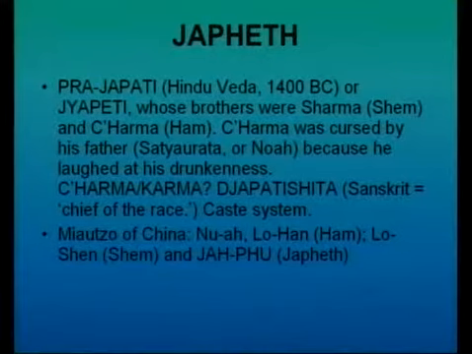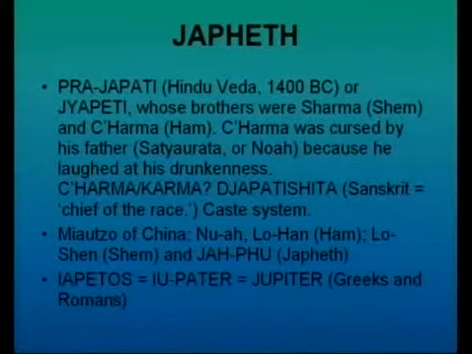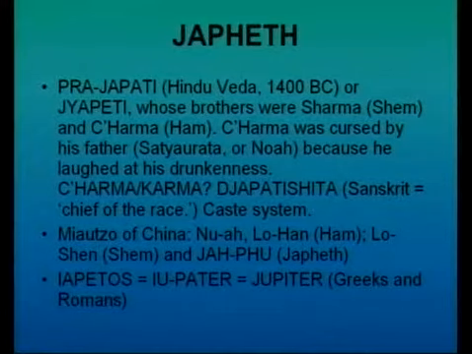Now, the Matsu of China, they actually have quite an accurate record of the Genesis stories. They actually have Noah, obviously Noah, Lohan, which is Ham, and Loshen, which is Shem. And they call Japheth Japhu. That's the name they give to him. And they actually have a genealogy after that too. When we get to the Greeks and the Romans, we have Iapetos, or Jupiter, or Zeus Pater, or Jupiter. It's obviously the great god of the Aryans up there on the mountain, Mount Olympus, and so on.